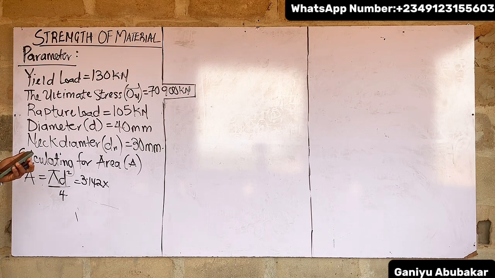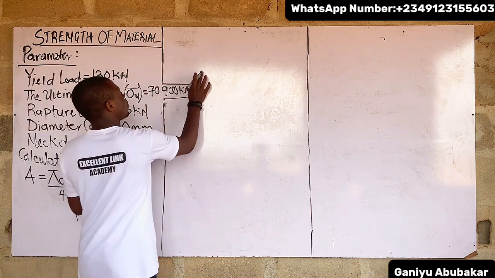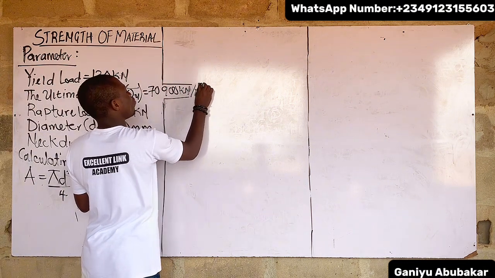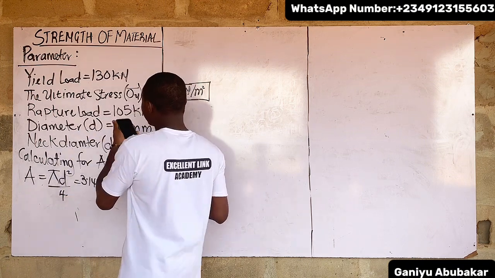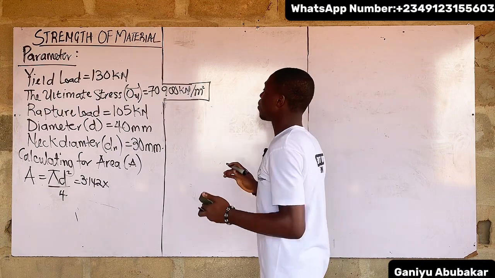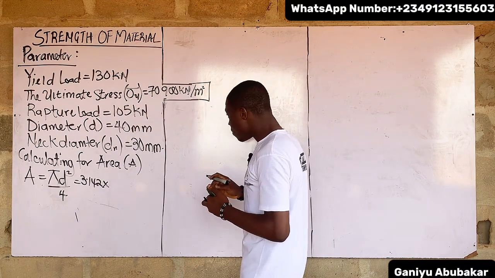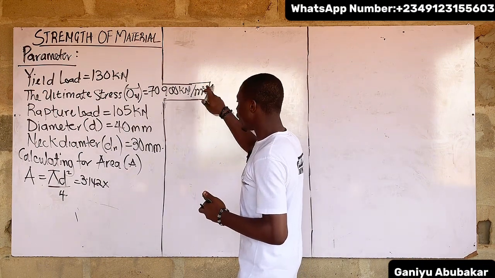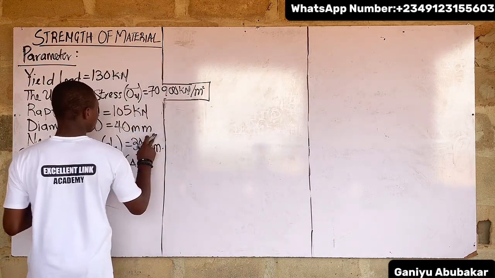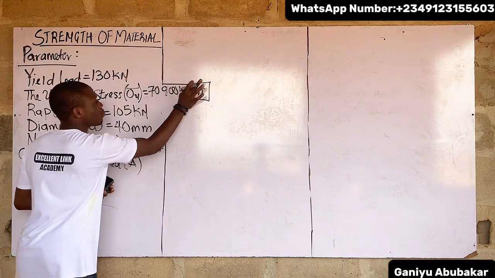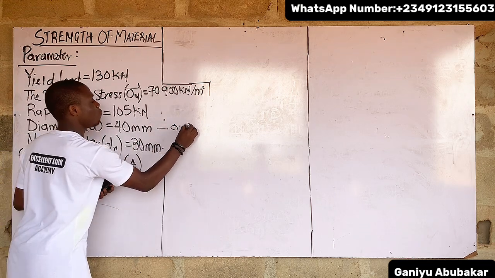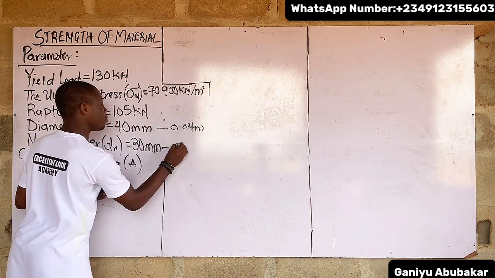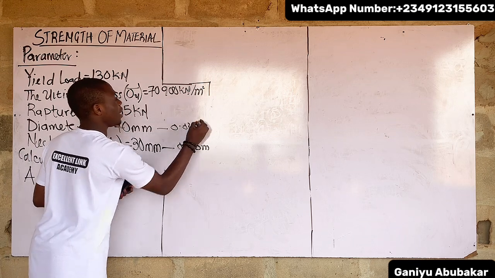Hang on. Sorry, this was per meter squared, please. The ultimate stress is given in terms of kilonewton per meter squared, so I'll convert. This is meter squared, so I'll convert the diameter to meter. What do I get? 0.04 meters. This will become 0.03 meters, please.